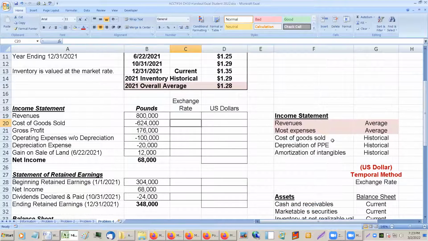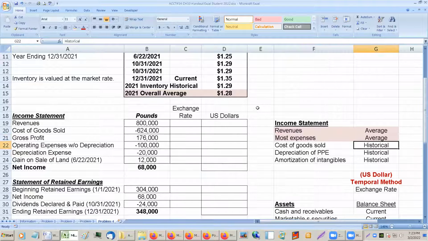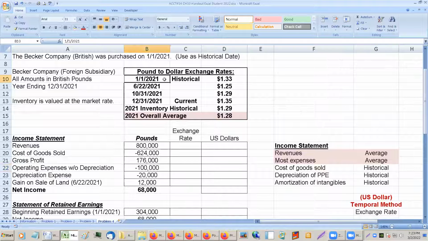Yeah, so this one's a little bit trickier because you're going to have these historical costs that creep in. For us, it's not too bad because the historical cost is on the first of the year. But anything you buy will have a new historical cost. If you buy a new piece of equipment, whenever you bought that equipment, that's a new historical cost for that piece of equipment. This method can get really tricky really quick because it's not uncommon to have hundreds of rates for the historical cost for things.